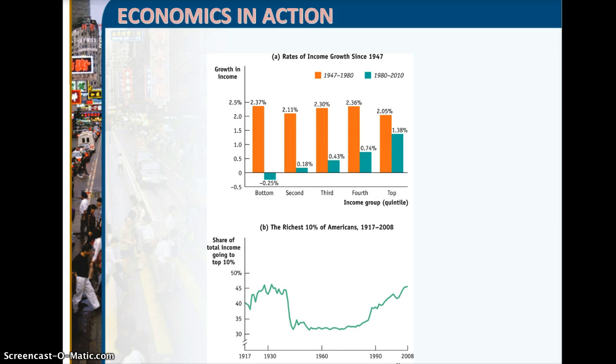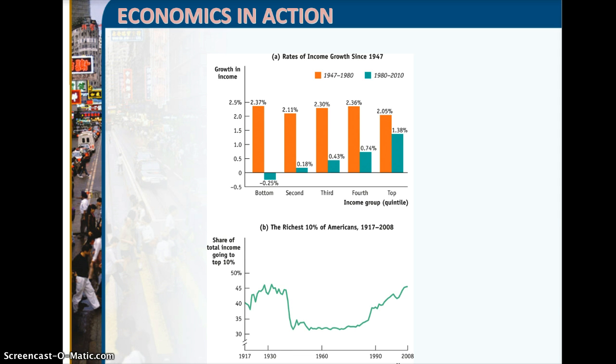Trends in U.S. income inequality. Panel A compares the rates of income growth for quintiles over 2 periods since World War II. In the earlier period, incomes grew at about the same rate for all quintiles, so the distribution of income was more or less stable. Since 1980, however, income has grown much more rapidly at the top than in the middle or at the bottom, so inequality has increased.